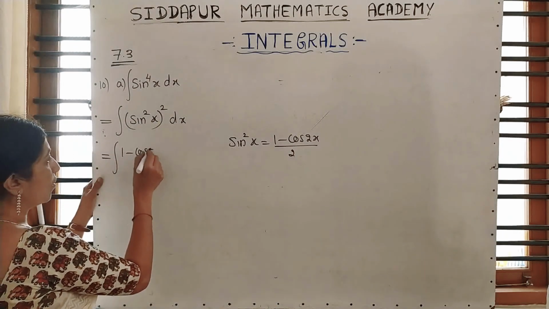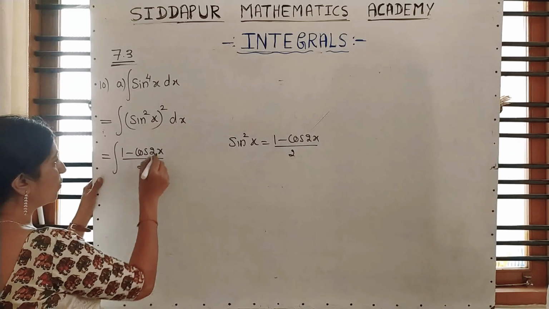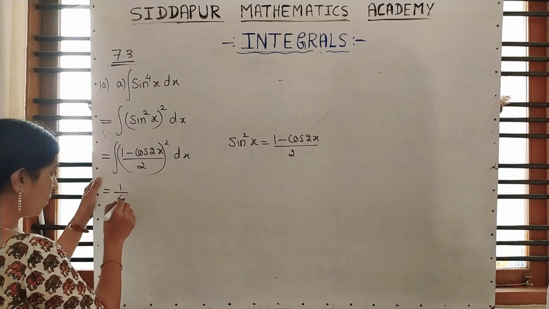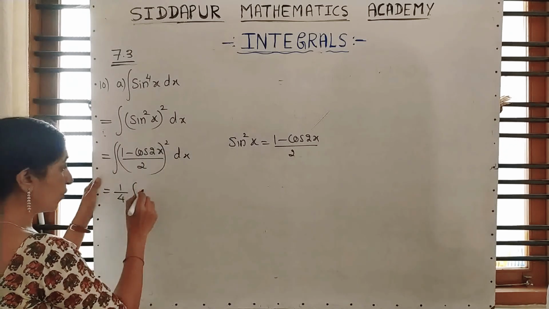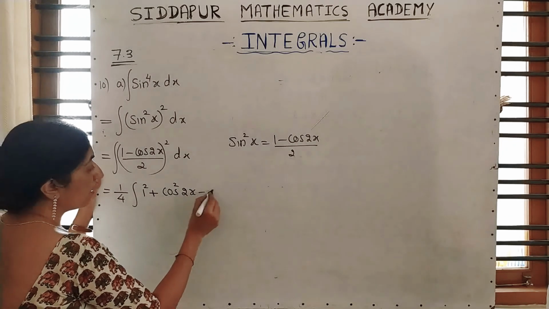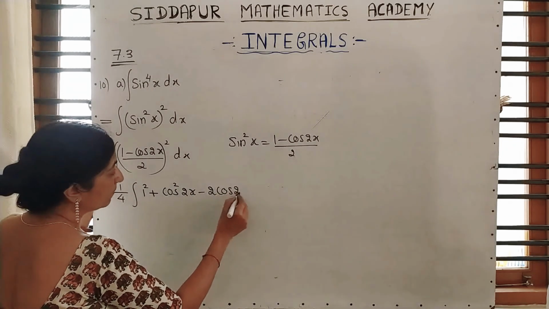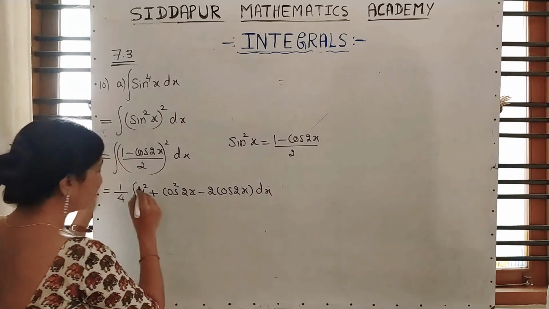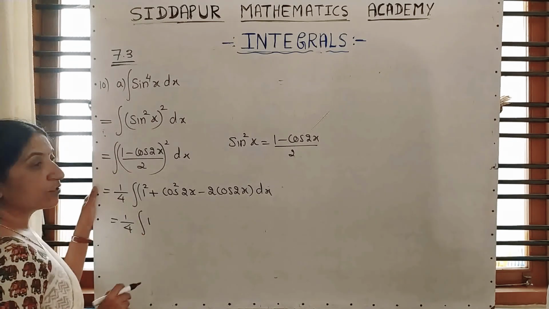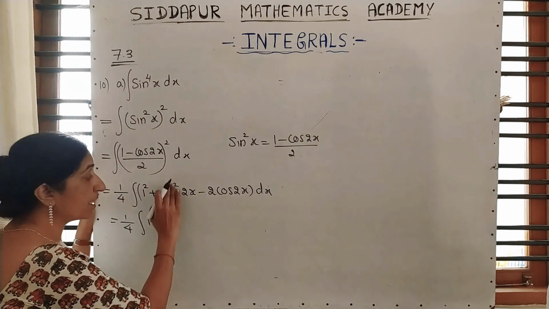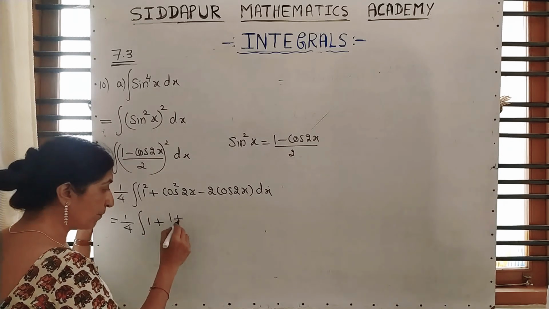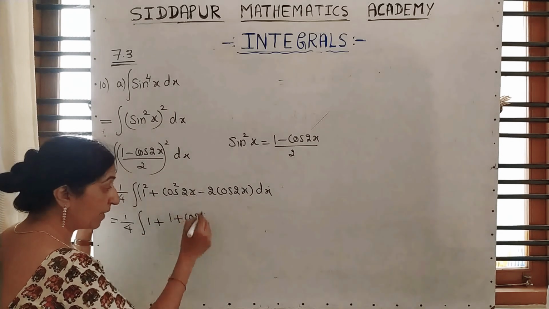1 minus cos 2x divided by 2 whole square. This is 1 by 4, and it is a minus b whole square, a square plus b square minus 2ab. This is 1 by 4, 1 square is 1. And students, we are not familiar with integration of cos square. Again for cos square, the multiples and submultiples is 1 plus cos, angle becomes double.